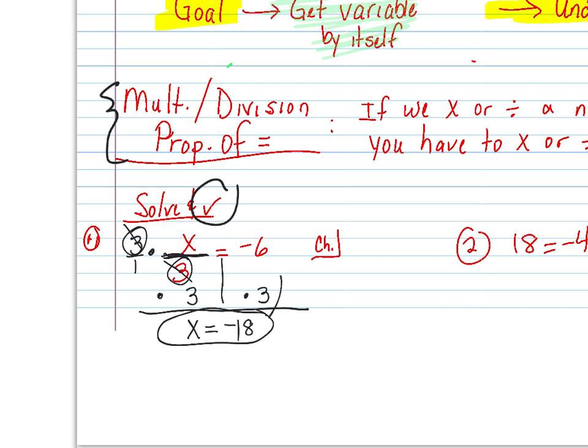How do we know if we're right? I'm going to stick it right back up in there. Negative 18 divided by 3. What is negative 18 divided by 3, Chase? Negative 6. Is that what we wanted? Yep, it checks.